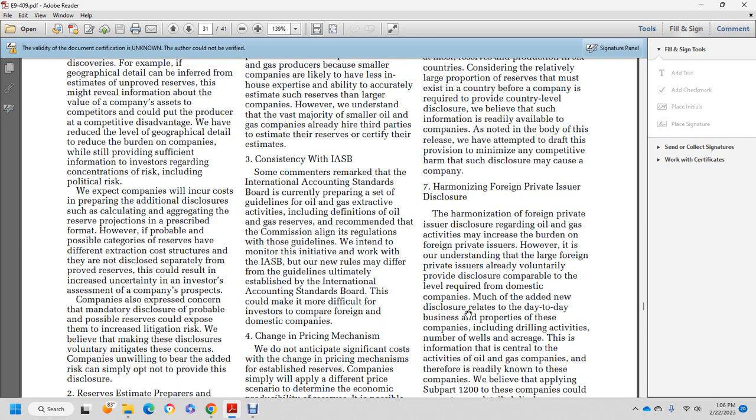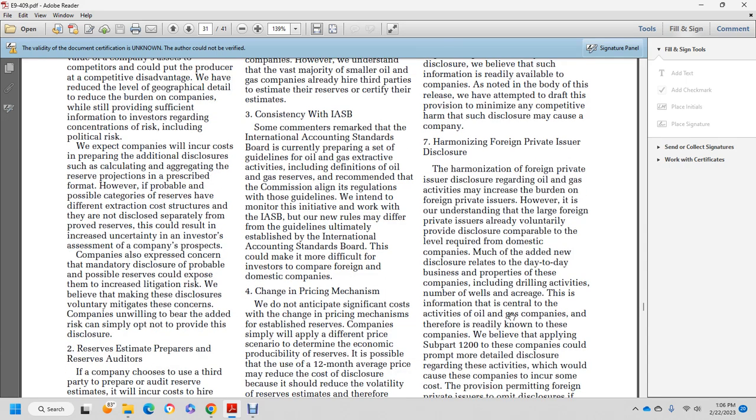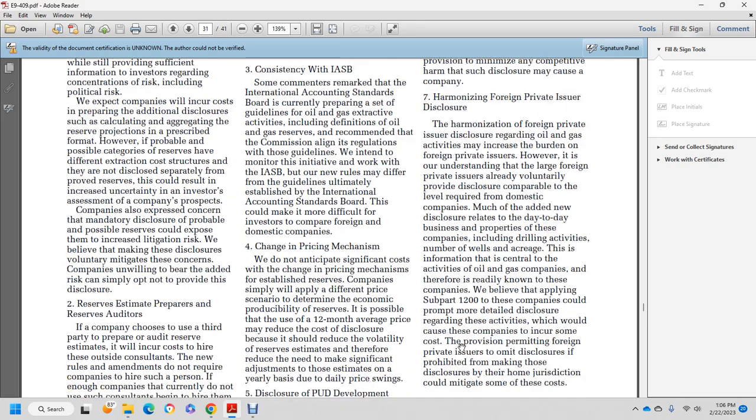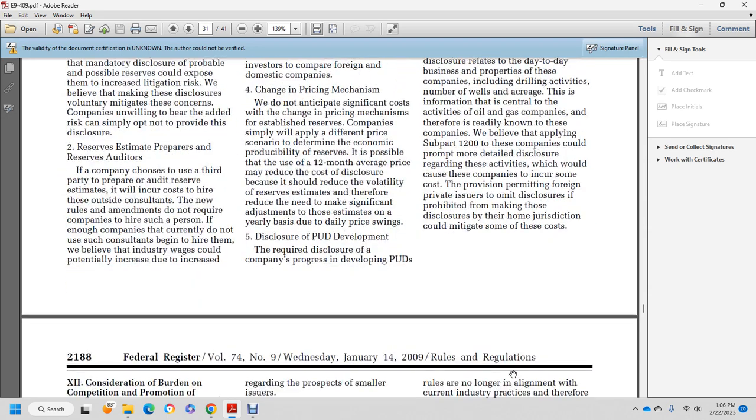Much of the added new disclosure relates to the day-to-day business of the companies' properties, including drilling activity, the number of wells, and acreage. This information is central to the activity of an oil and gas company and therefore is nearly always known to the companies. We believe that subpart 1200 would prompt companies to provide detailed disclosure regarding these activities, which would cause the companies to incur some costs. Permitting foreign private issuers to make disclosures if they are prohibited from making the disclosure they are making in their home jurisdiction could mitigate some of these costs.